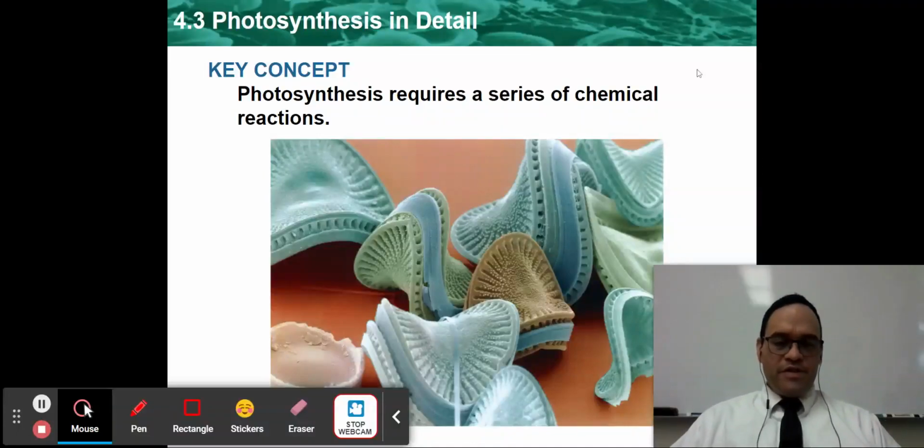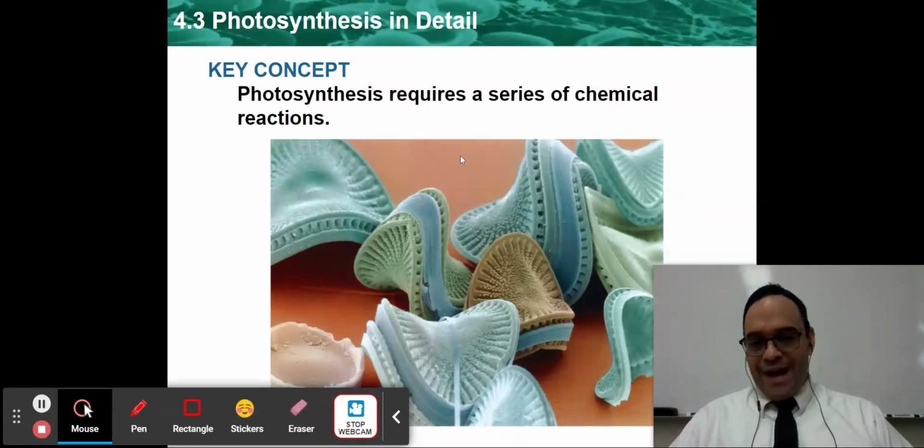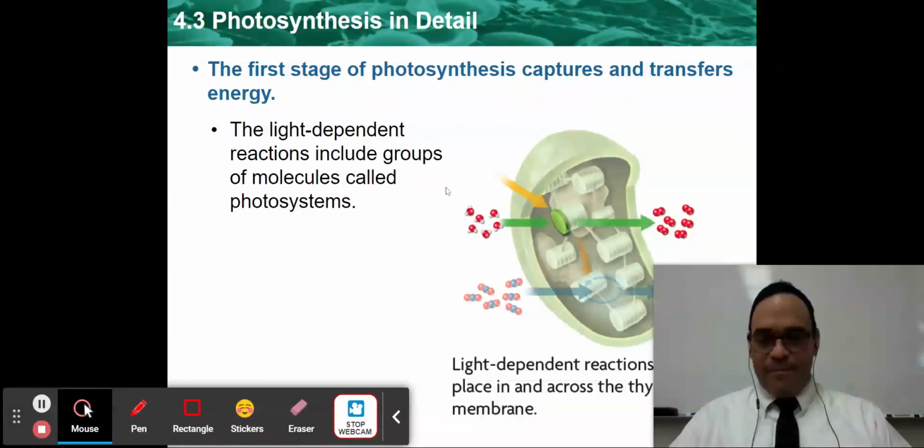In case you're wondering, third time's a charm. This is chapter 4, section 3 on photosynthesis. We're going to be looking at the chemical reactions of photosynthesis and how they happen.